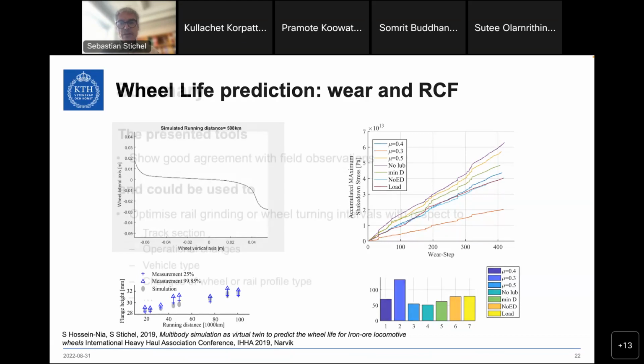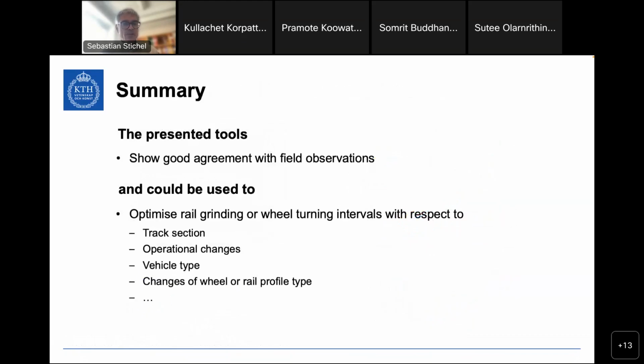needs would look like. So just to conclude, our tools that we have worked on for a long time show very good agreement with field observations, and we believe that they can be used to optimize rail grinding or wheel turning intervals with respect to which track section, operational changes, vehicle type, change of wheel or rail profile types.